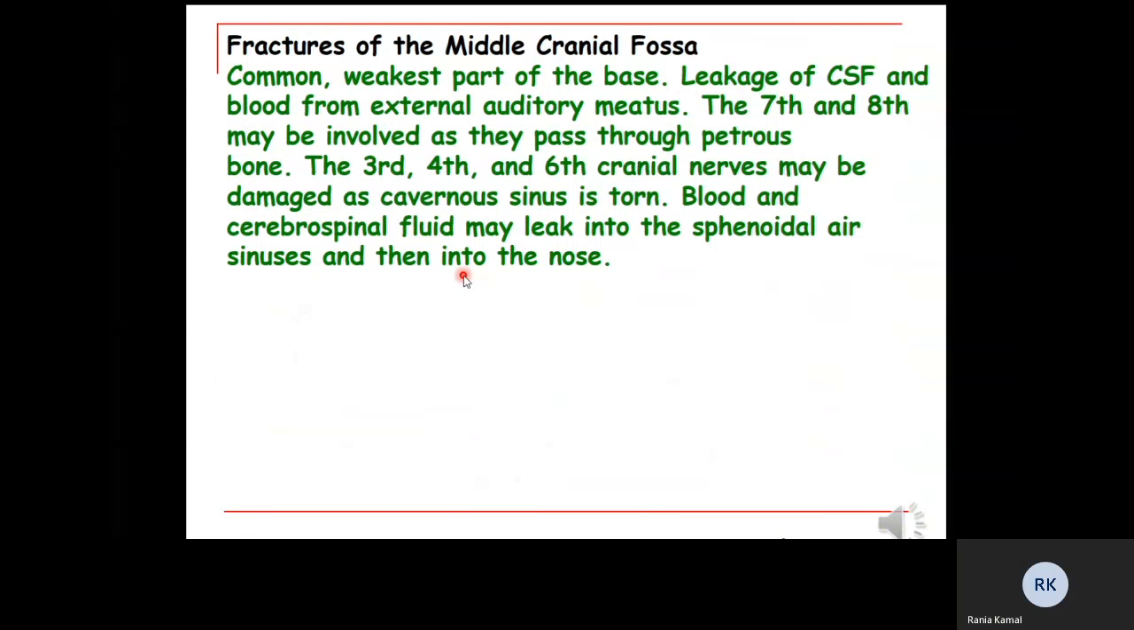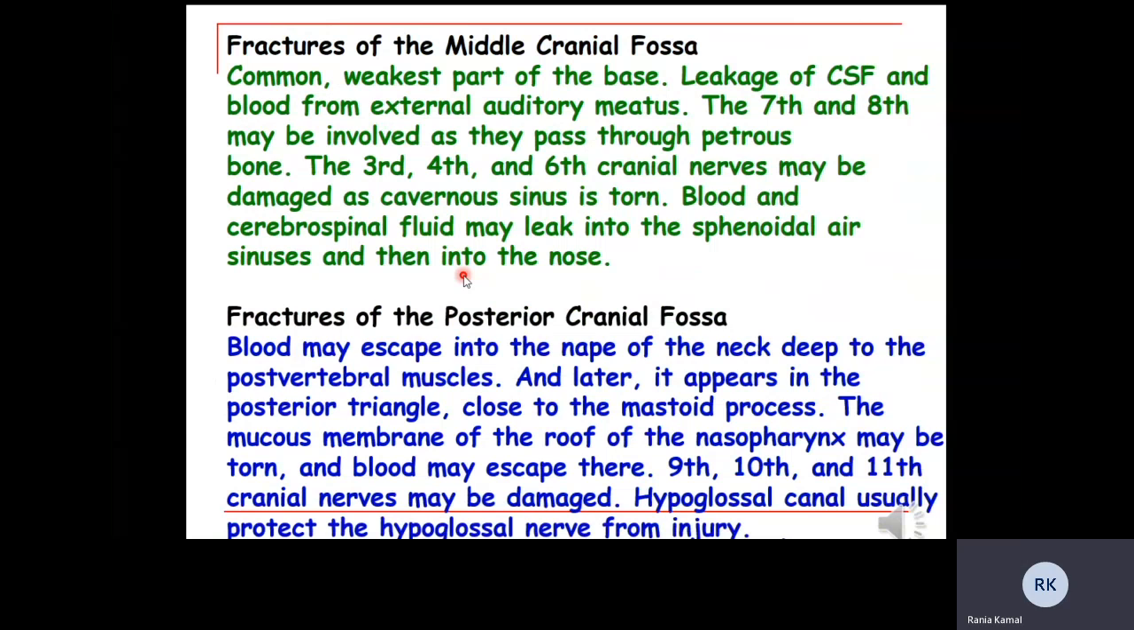and from the sphenoidal air sinus, it will drain into the nose. In the posterior cranial fossa, the blood will escape into the back of the neck, deep to the post-vertebral muscles, and it will reach the region of the posterior triangle. Also, it will accumulate close to the mastoid process. The mucous membrane of the roof of the nasopharynx may be injured, so the blood will escape through this area. Cranial nerves passing here are the glossopharyngeal, vagus, and the cranial accessory nerve. Also, they might be damaged. However, the hypoglossal nerve is usually protected by its strong hypoglossal canal.